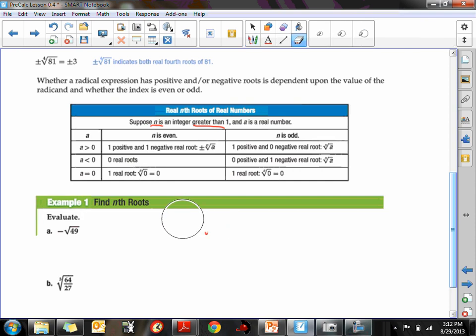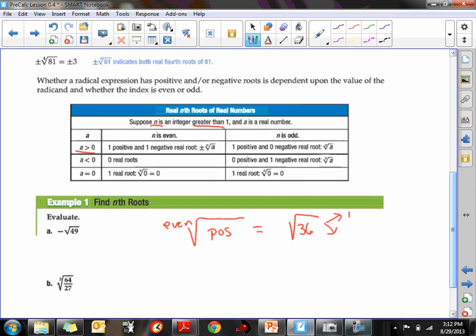So what if n is even? So I'm going to just write like this. What if we have an even index out here, and a is greater than 0? Well, if a is greater than 0, it has to be positive. If you take the even root of a positive number, such as the square root of 36, we know that there should be one positive and one negative real root. So we have these possibilities of a plus 6 or a minus 6. Therefore, we've been combining these into plus or minus 6. There are two possible roots.